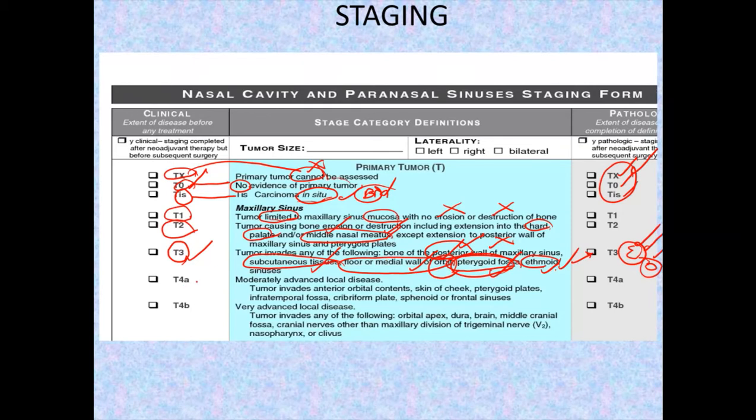Next, T4 is always divided into 2 types, T4A and T4B. T4A is moderately advanced local disease.